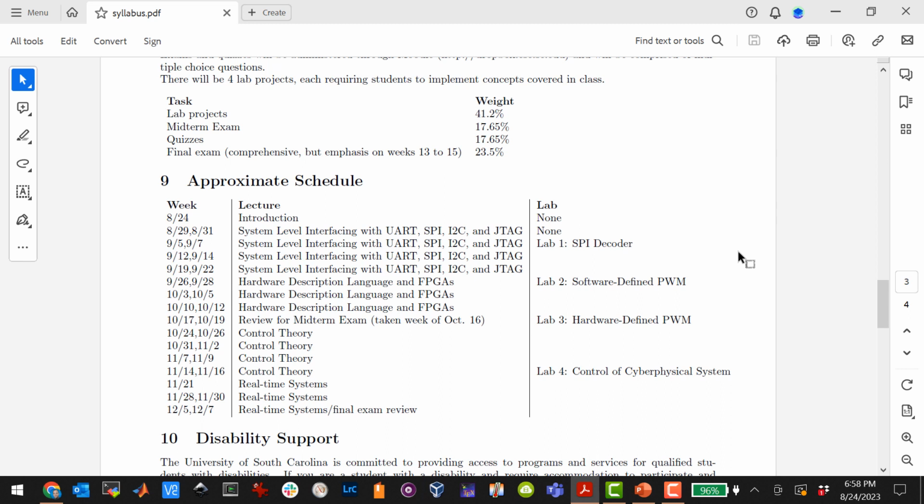So we cover basically protocols, communication protocols, serial communication protocols: UART, SPI, I2C, and JTAG. You might have heard of those, and you might have even used them, like on an Arduino system, but we're going to talk about how they work. And then I'm going to get into hardware description language and FPGAs.